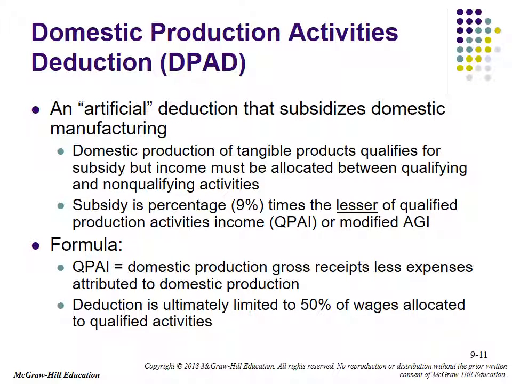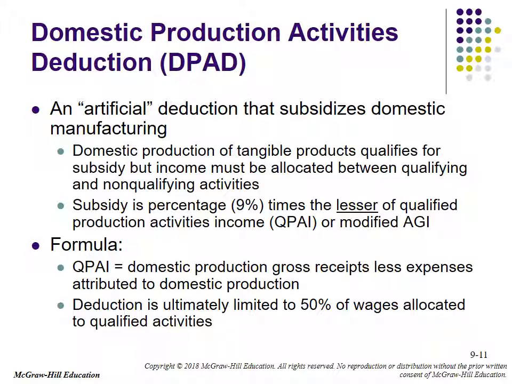Another business expense, and this will be taken on the 1040 as a deduction for adjusted gross income, is called the domestic production activities deduction. It's an artificial deduction that helps subsidize domestic manufacturing. To help encourage manufacturing in the United States, this deduction was created. And what you look at is domestic production of tangible products qualifies for this subsidy, for this deduction. But income must be allocated between qualifying and non-qualifying activities.